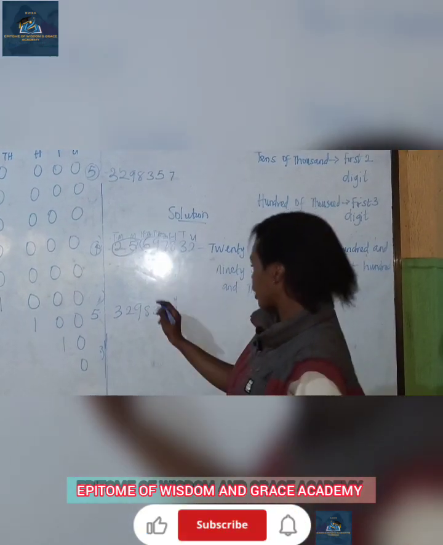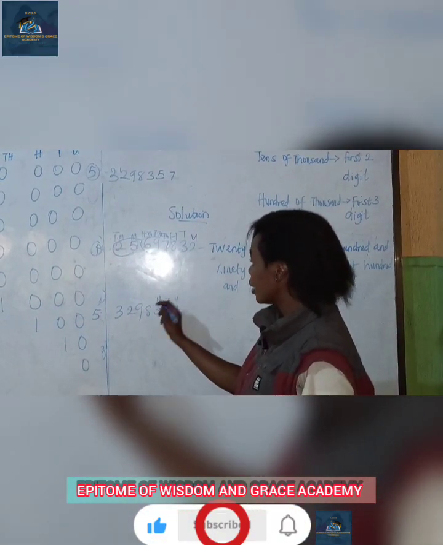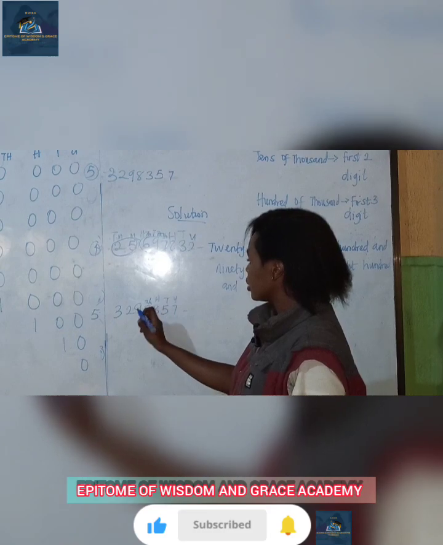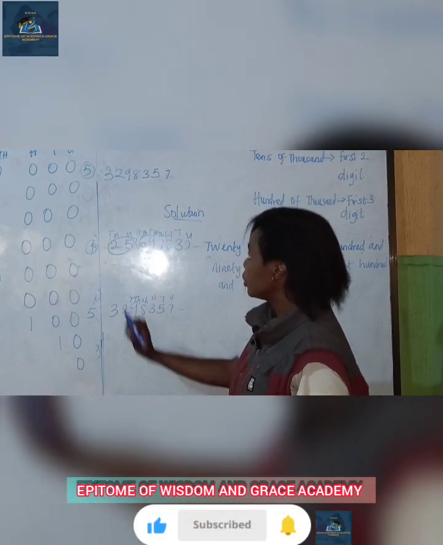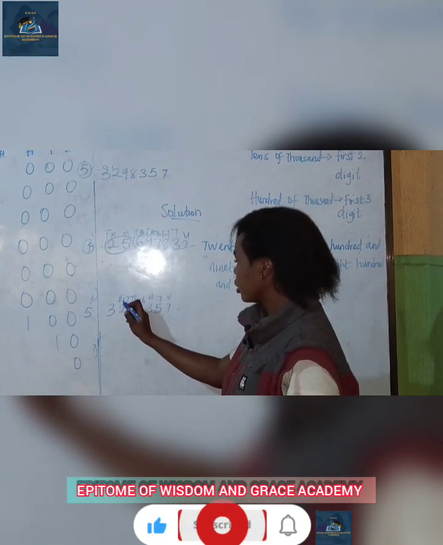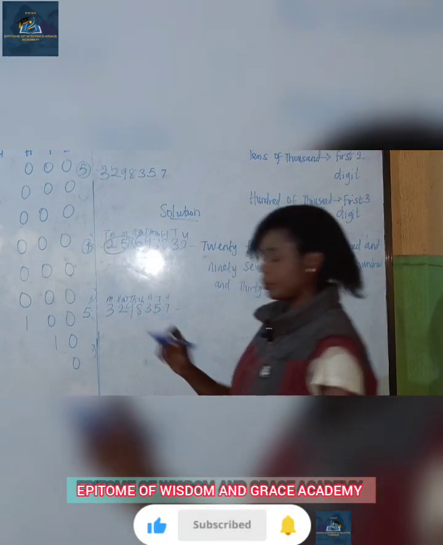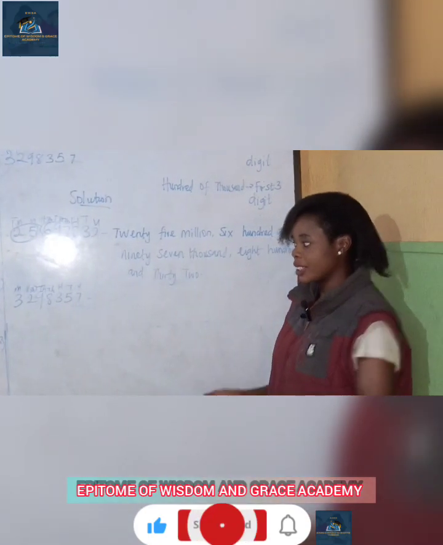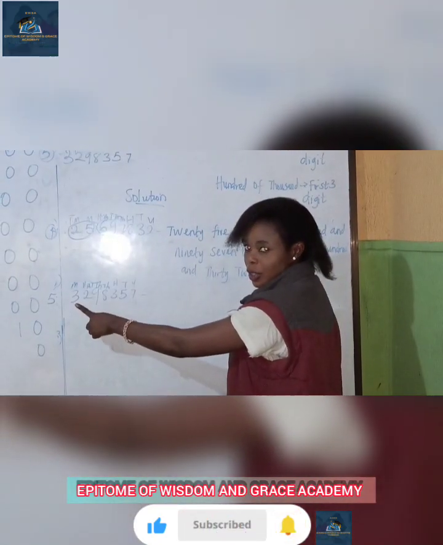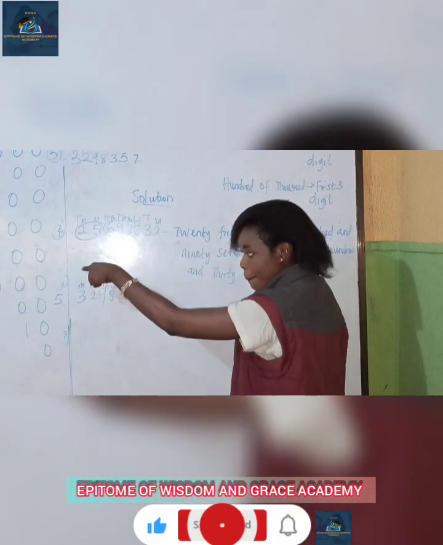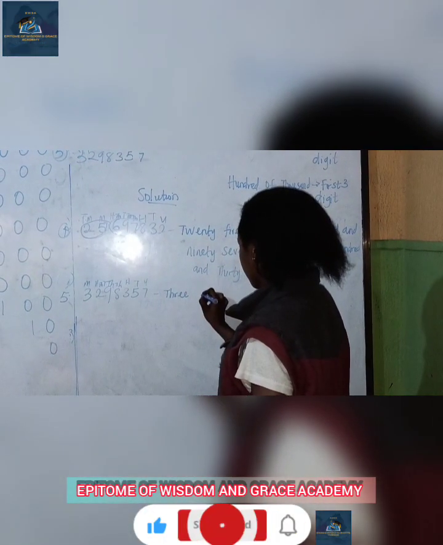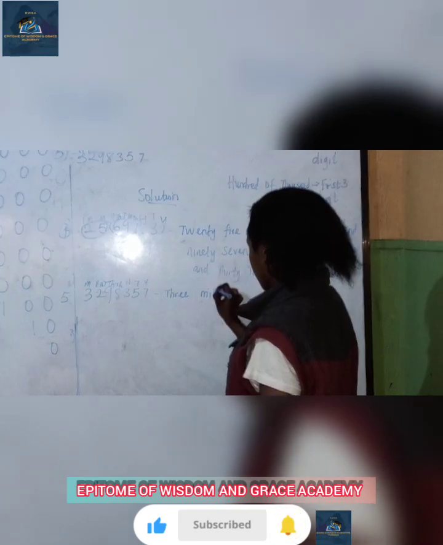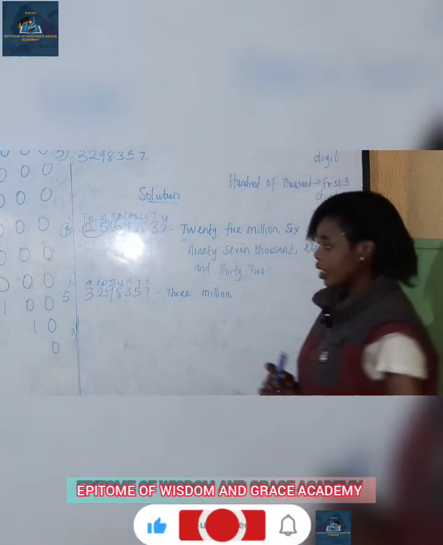Units, tens, hundred, thousand, tens of thousand, hundred of thousand, and million. Okay, million. It actually stopped at million. So million is just one. You pick 3 million. 3 million. Okay, we are done with that.